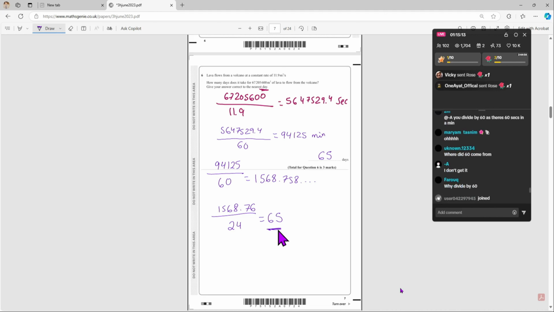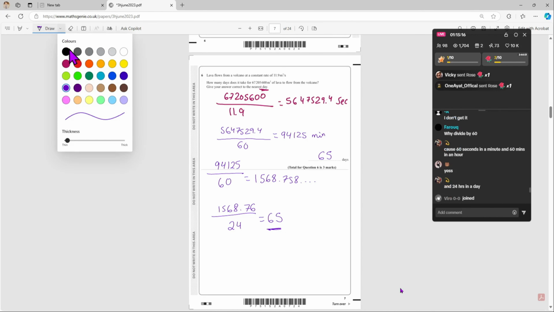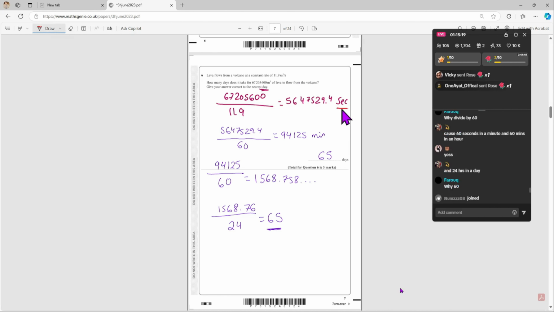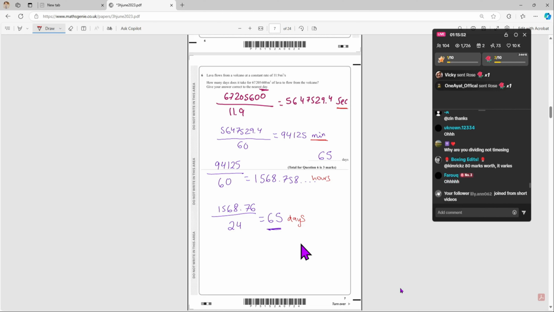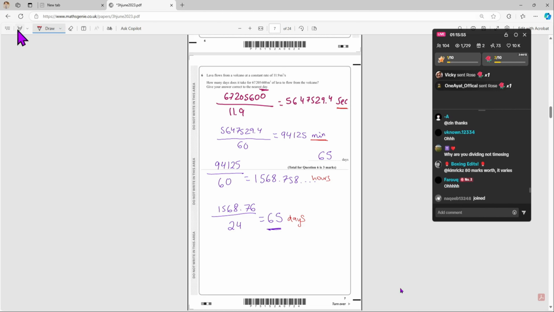Where did the 60 come from? Okay. So the whole point of this question is to convert these seconds into minutes, then into hours, and then into days. So there are 60 seconds in a minute. That's why we divide by 60. Now there are 60 minutes in 1 hour. That's why we divide by 60 again. Now there are 24 hours in 1 day, and that's why we're dividing by 24 to get our final answer in days. This question is worth 3 marks, guys.